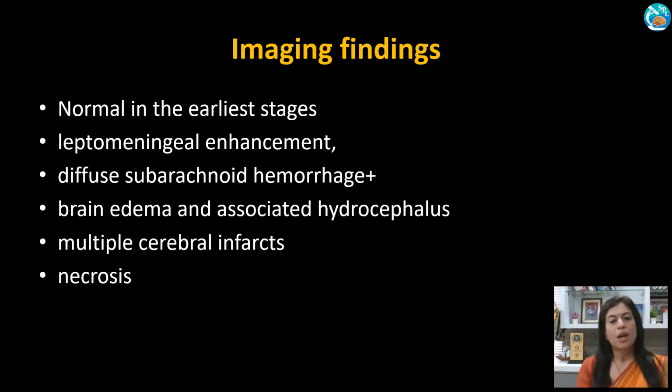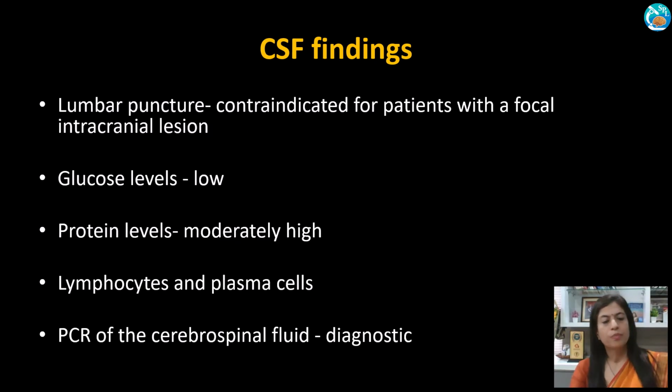Imaging findings of amoebic meningoencephalitis are non-specific, and they may present as hemorrhagic meningoencephalitis and its associated complications. The earliest stages often appear normal. Leptomeningeal enhancement, although diffuse subarachnoid hemorrhage is often also present. Brain edema and associated hydrocephalus is present. Multiple cerebral infarcts may be noted along with necrosis.